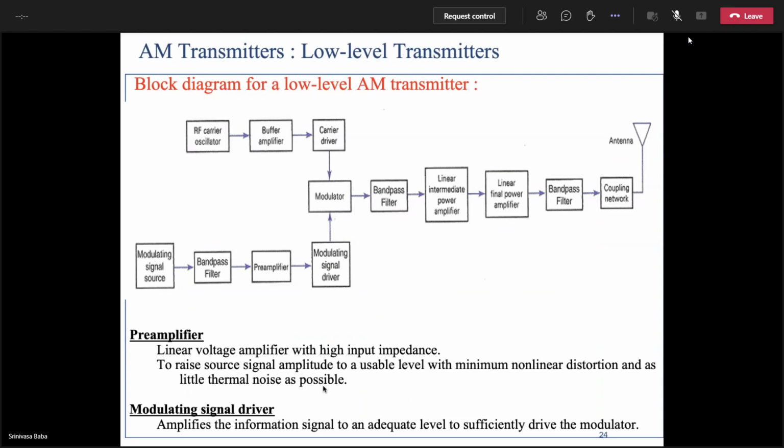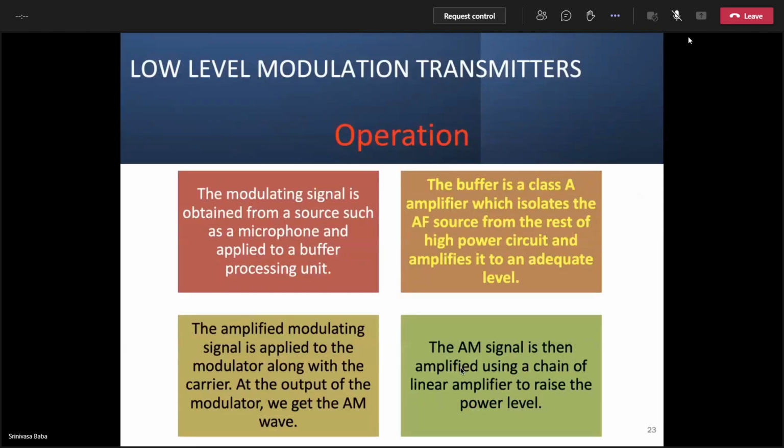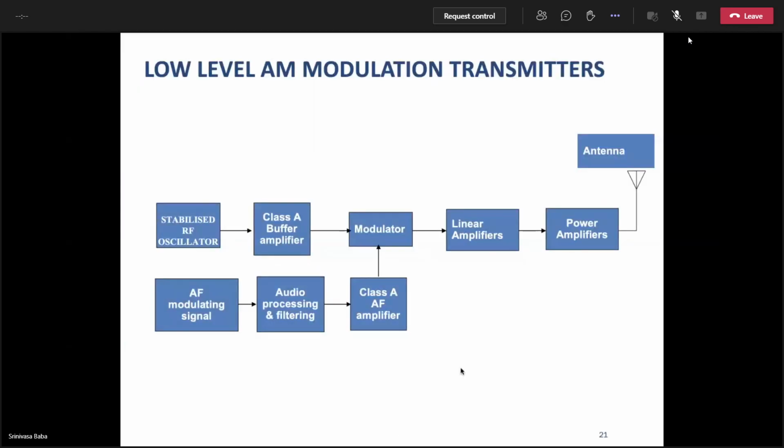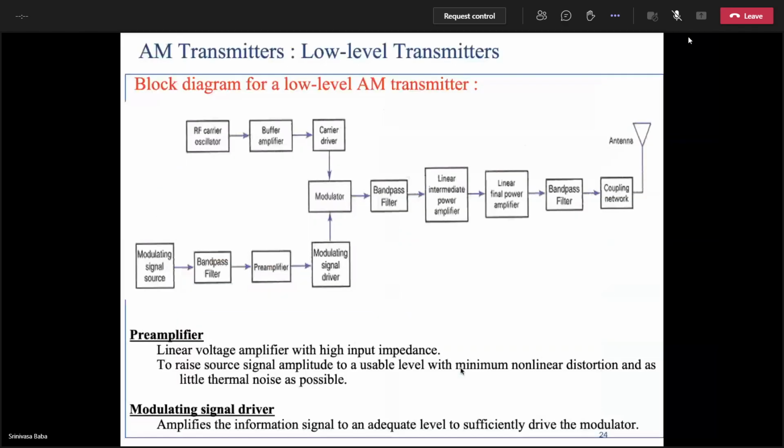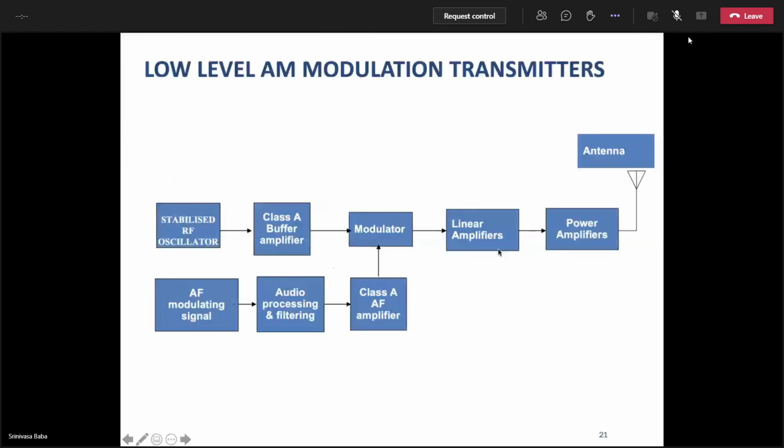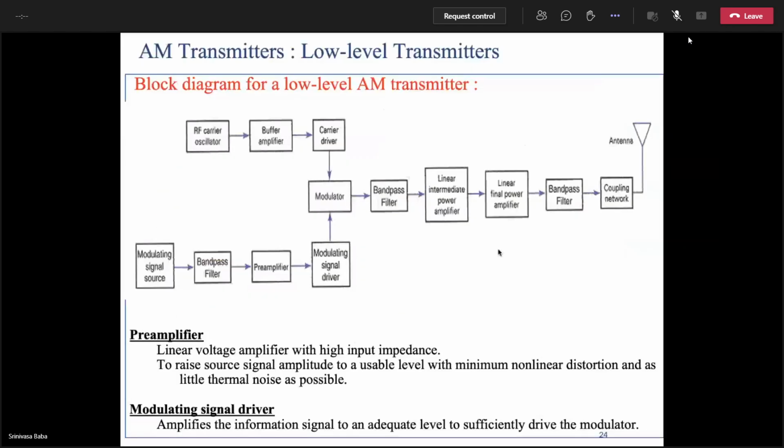Then this is one more AM block diagram. See, the previous one is in one of the standard textbooks. This is in another prescribed textbook. I have referred to so many textbooks. So this is also correct, the previous one also correct. Both are correct. So what is the difference? Let us try to find out the difference.